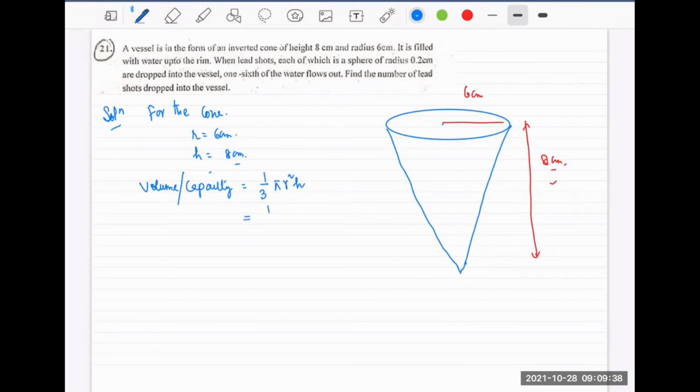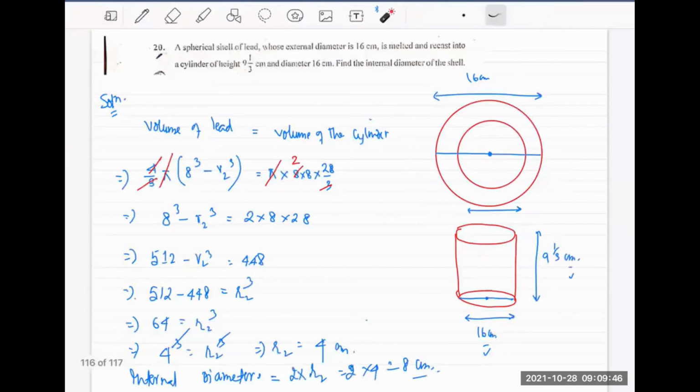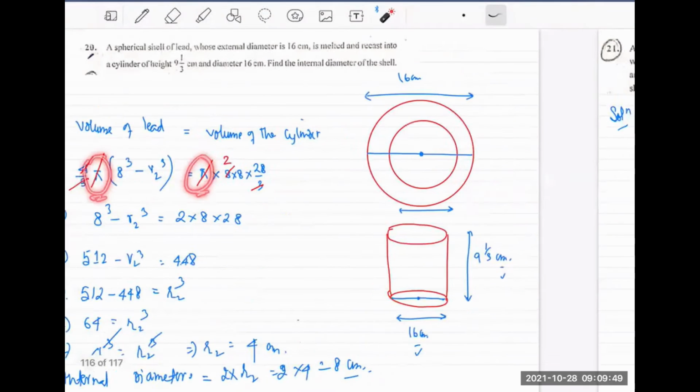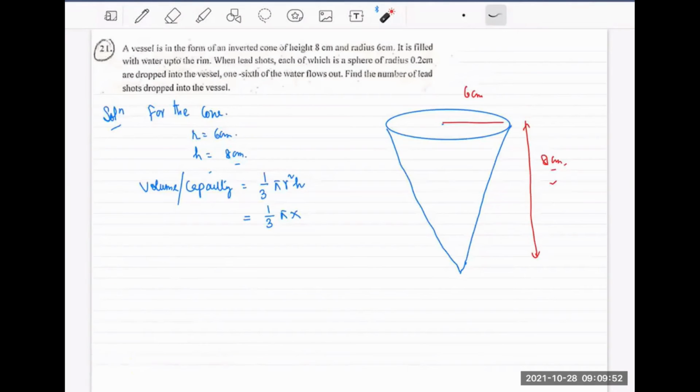Let's put in the value: 1/3 pi. I'm not putting the value of pi, okay? Because in the previous one, we can cancel out the pi and pi on both sides. That's why I'm not putting the value of pi. Let's just keep it there. The value of r is how much? 6 into 6. H is how much? H is 8. We can cancel 3 and 6. So what is left? The value is pi into 2 into 6 into 8. Still, I'm not multiplying it, okay?